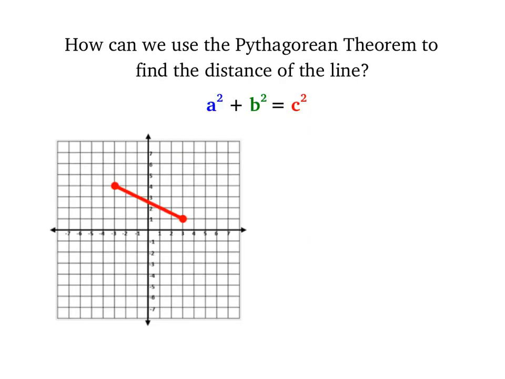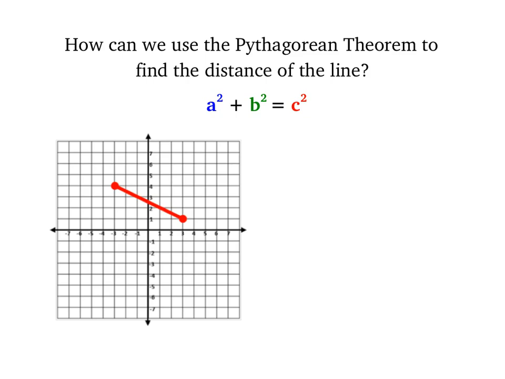So how does the Pythagorean theorem play into this? Well, we know the Pythagorean theorem relates to the sides of a right triangle. But I don't see a triangle when I just have one diagonal line, but we can make one. In the first slide, we talked about how we can count how long a line is if it's vertical or horizontal. So we're going to make a right triangle by drawing a horizontal and vertical line.